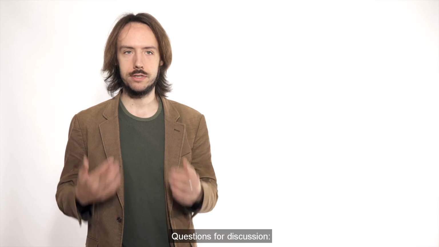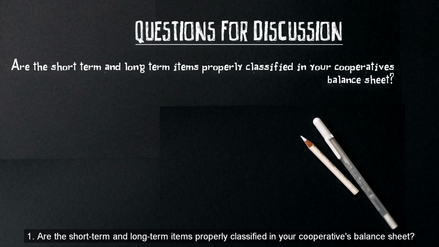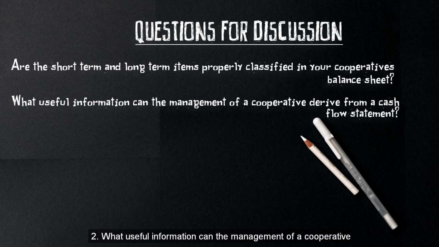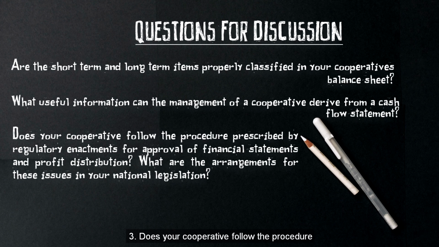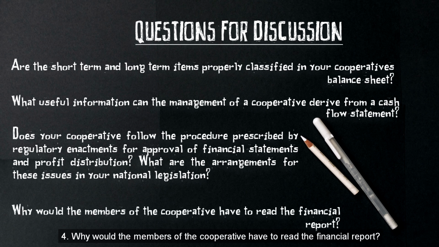Now here are some questions for discussion. First, are the short-term and long-term items properly classified in your cooperative's balance sheet? Second, what useful information can the management of a cooperative derive from a cash flow statement? Third, does your cooperative follow the procedure prescribed by regulatory enactments for approval of financial statements and profit distribution? What are the arrangements for these issues in your national legislation? Fourth, why would the members of the cooperative have to read the financial report?